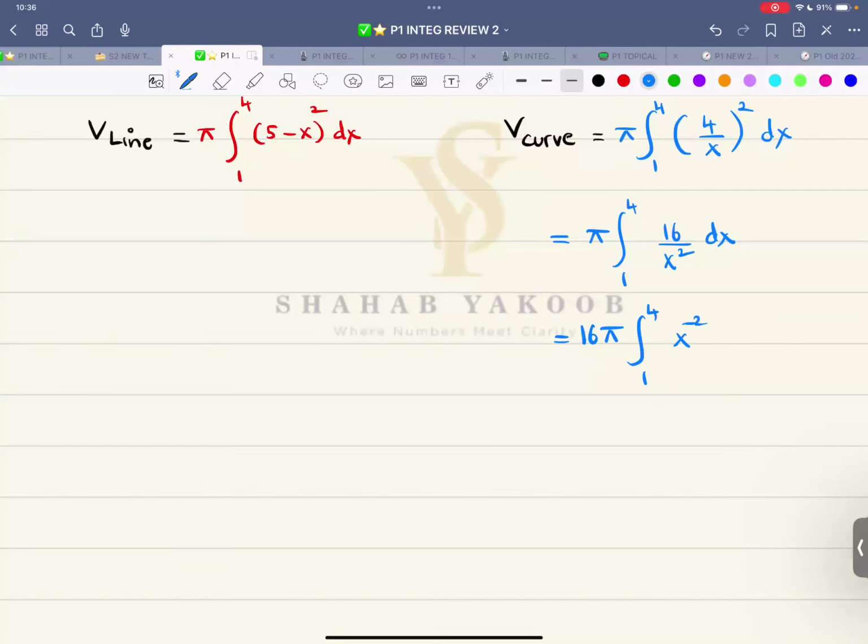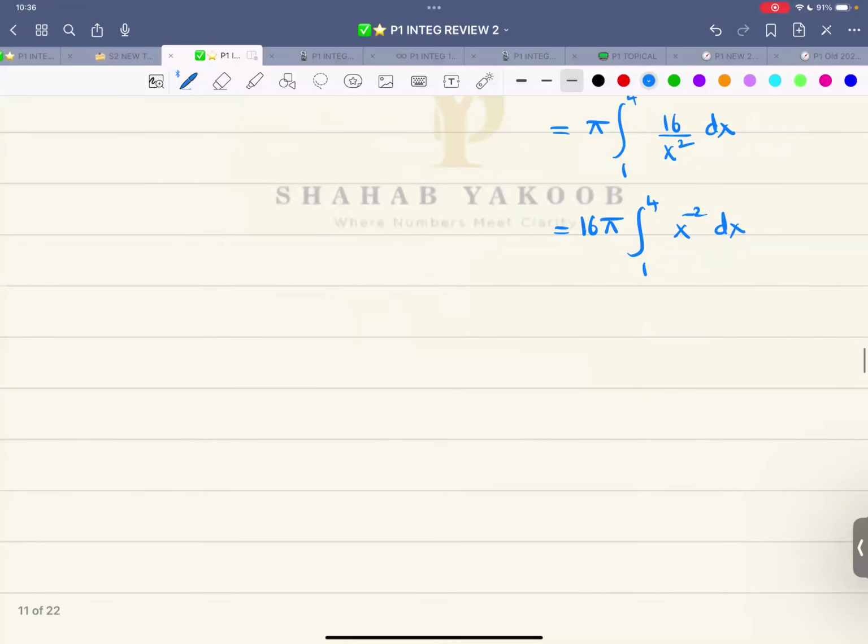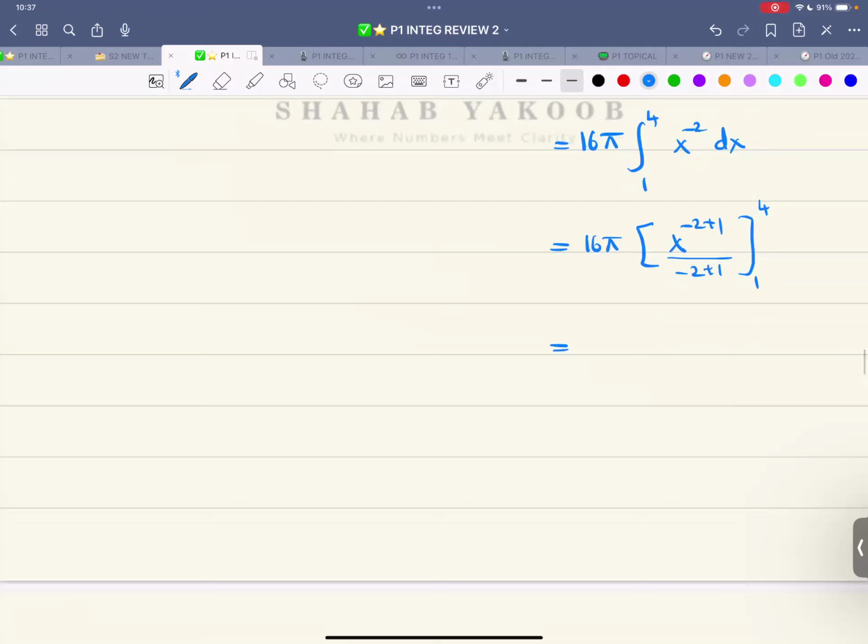This is x raised to power of negative 2 dx. This is 16 pi x raised to power of negative 2 plus 1 over negative 2 plus 1, and the limits are 1 and 4. Simplify it a bit more. That is negative 16 pi, this is 1 over x between the limits 1 and 4.